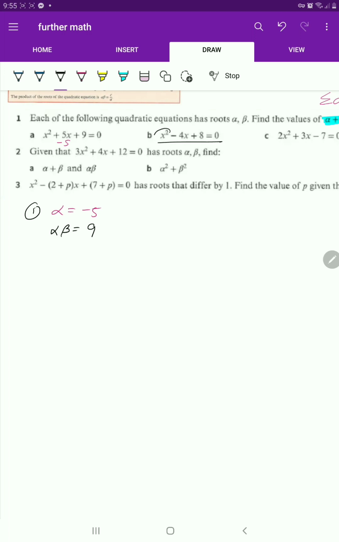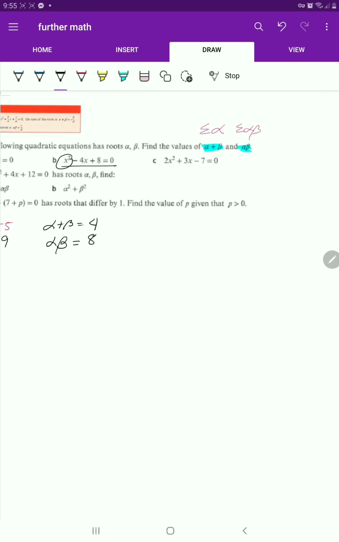For 1b, you check that it's x squared, so no problem. Therefore, alpha plus beta, sorry, there's a wrong notation there. Alpha plus beta is 4. Again, minus the sum, so it's minus 4, so the sum is 4. And then alpha times beta is equal to 8.